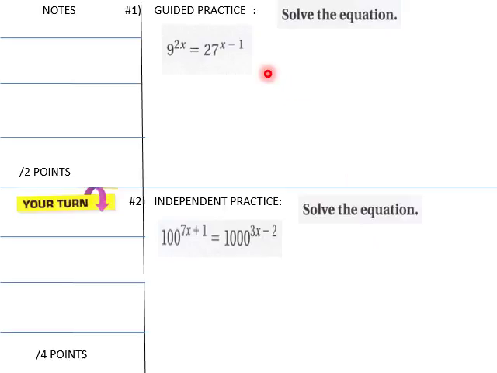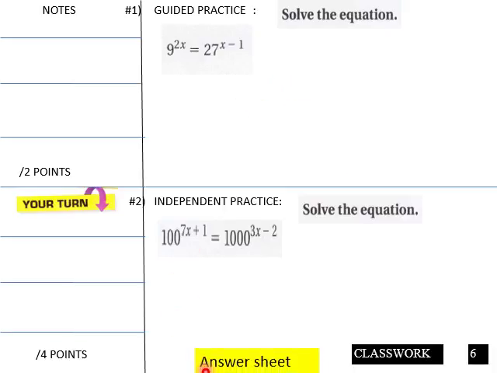Okay, so now our first guided practice. We have this expression here. Solve it. And then students, this is yours here. Solve this.